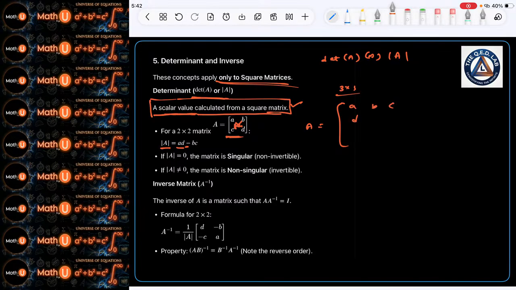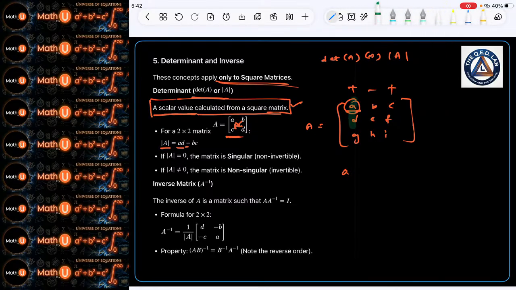A, B, C, D, E, F, G, H, I. Okay, these are the elements. How to find the determinant of a 3 by 3 matrix? First consider this element. Always remember this order: plus, minus, plus. If you consider this element, you should eliminate that row and that column.